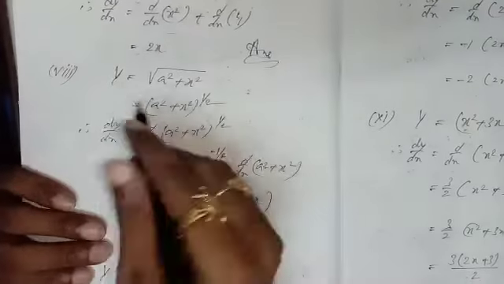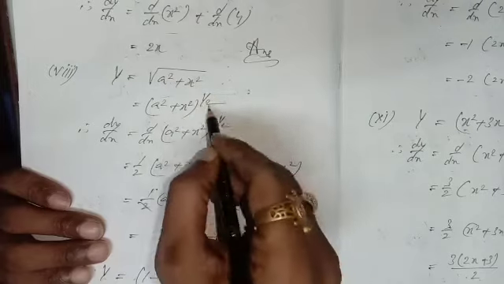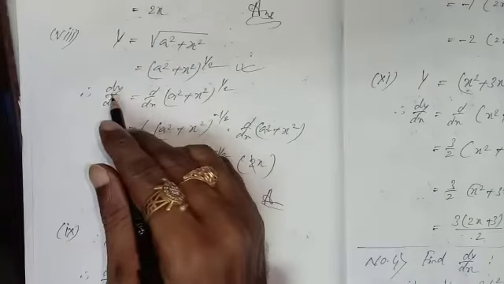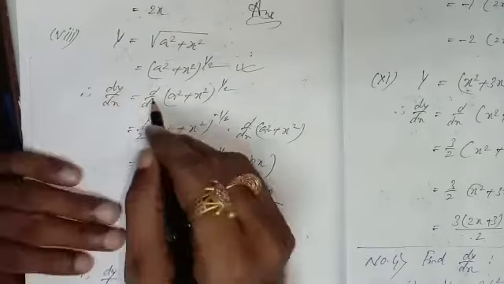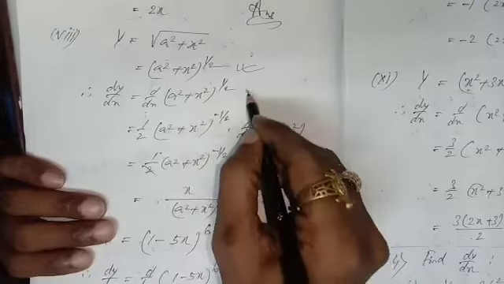Next question, number 8 part. y is equal to a square plus x square root over. Root over means power is half. This is the question given. First of all, find dy dx, differentiating both sides with respect to x, dy by dx is dy dx of a square plus x square whole to the power 1 by 2.